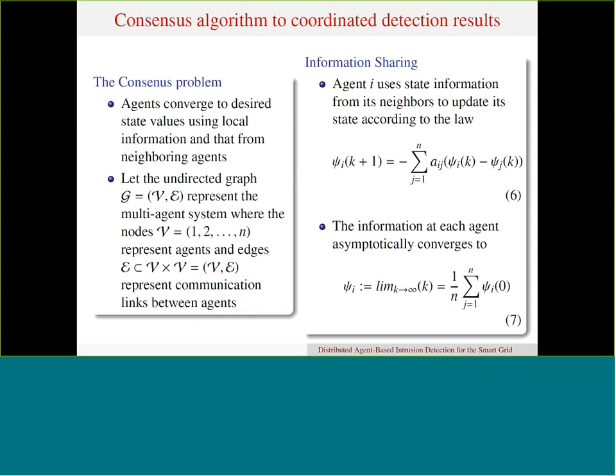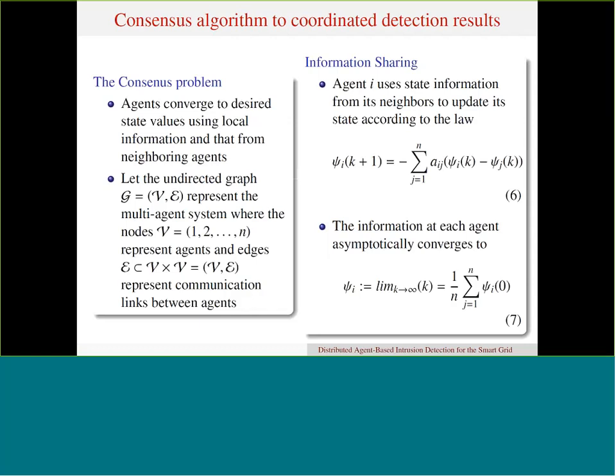So when a command comes from the control center, it doesn't go to every agent. It just goes to one agent. So how do all the agents get this information? If they do a consensus, they will all have equation seven right here, which is the value that the agents will arrive at when they get to steady state. The challenge with consensus algorithms is that they can be slow.